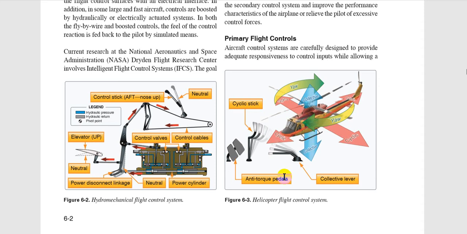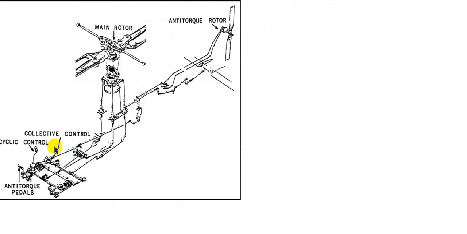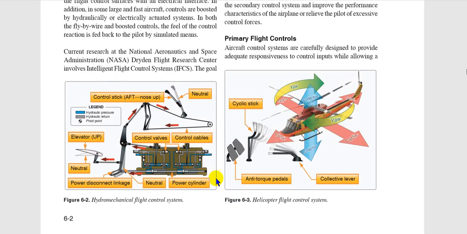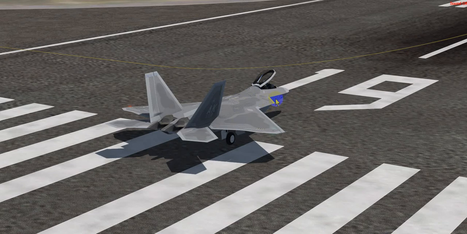Here we have the helicopter, and even helicopters have a mechanical control system here. We have our anti-torque pedals and the collective control, which you've seen me use in previous videos, and you can see the pulley systems and how they connect to the main rotor, the anti-torque rotor, and the swash plate. There is a lot going on behind the scenes as we look at the airplane, a lot that we don't see, that makes all this neat stuff happen.